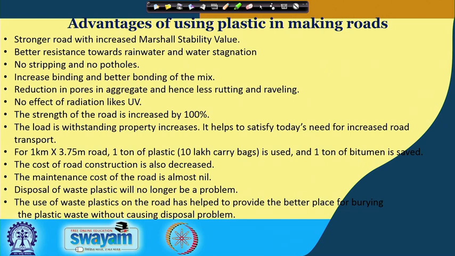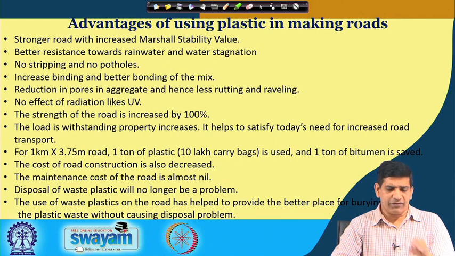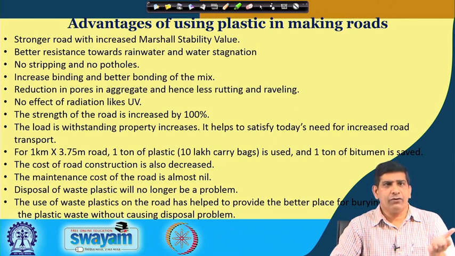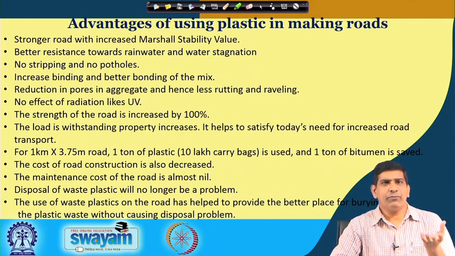Advantages of using plastic in the road: stronger road, as we talked about, good Marshall stability value, better resistance, no stripping, no potholes, increased binding, reduction in pores in aggregate, no effect of radiation like UV, strength of road increases, and load withstanding property increases. If you have a 1 kilometer by 3.7 meter road, 1 ton of plastic, that is 10 lakh carry bags, is used and 1 ton of bitumen is saved. So, you are saving bitumen while using this plastic.